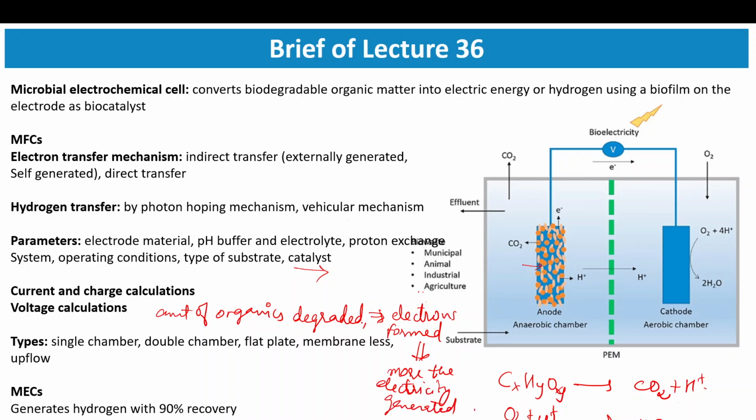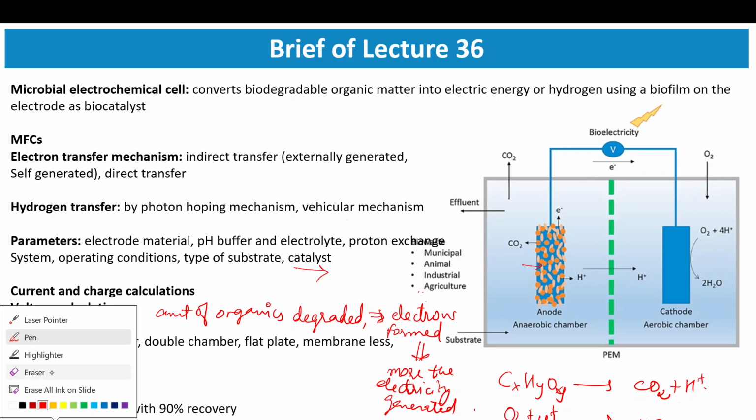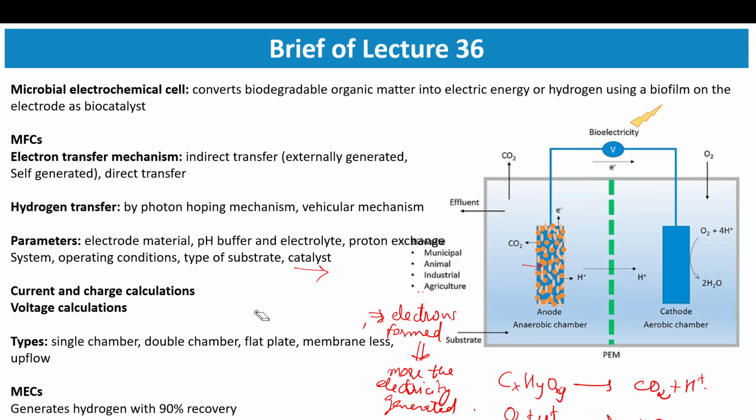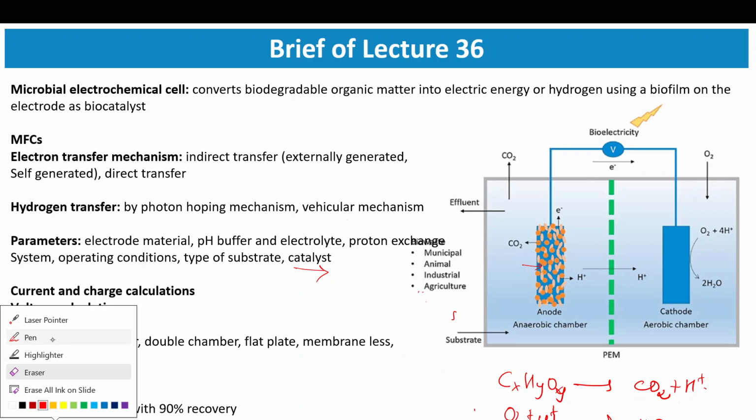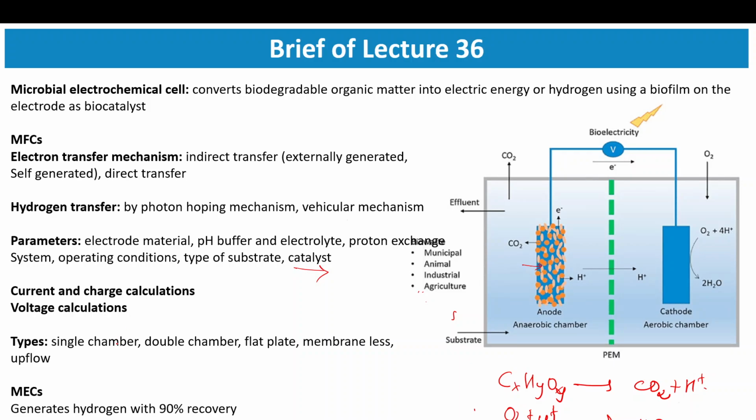Right? So there is a correlation between the amount of organics degraded and the amount of electricity generated. Your aim here would be to achieve maximum efficiency and maximum degradation of the organics using this cell.